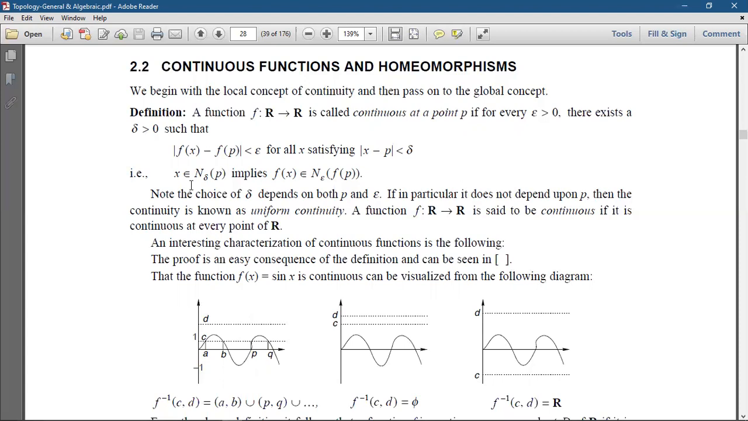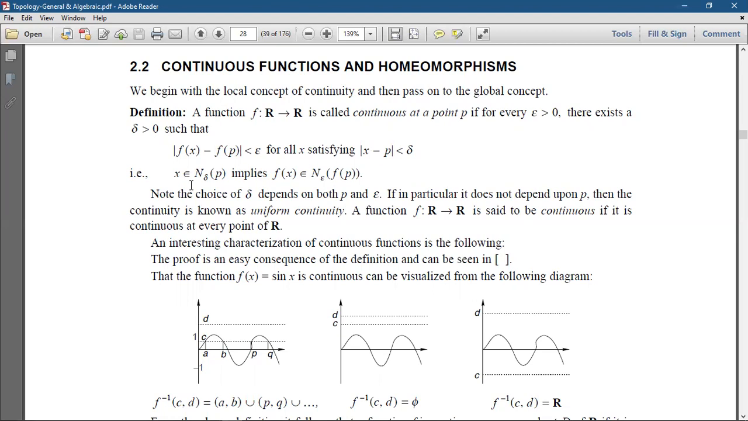Here we choose delta depending upon both p and epsilon. In some particular problems, it does not depend upon p. Then the continuity is known as uniform continuity.